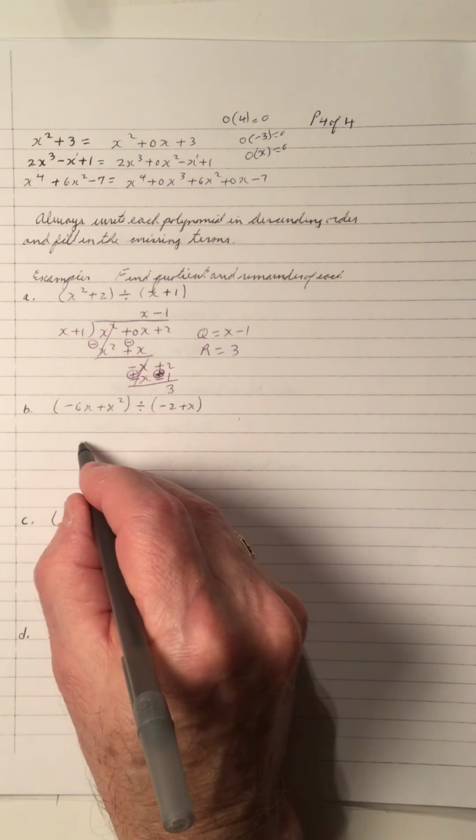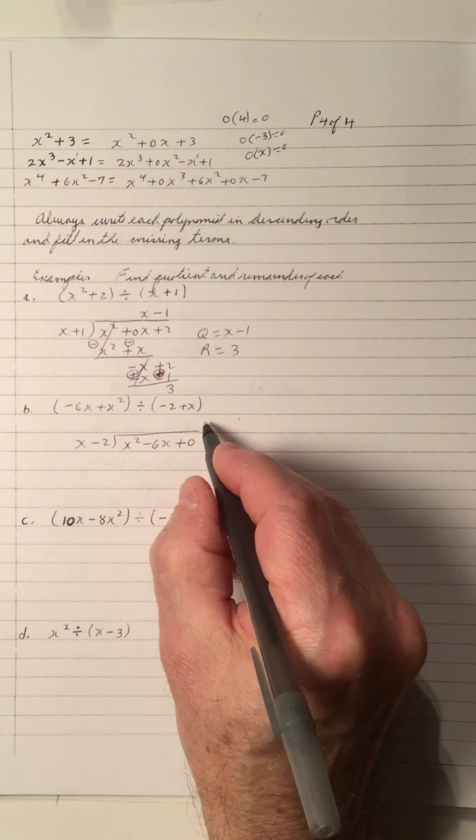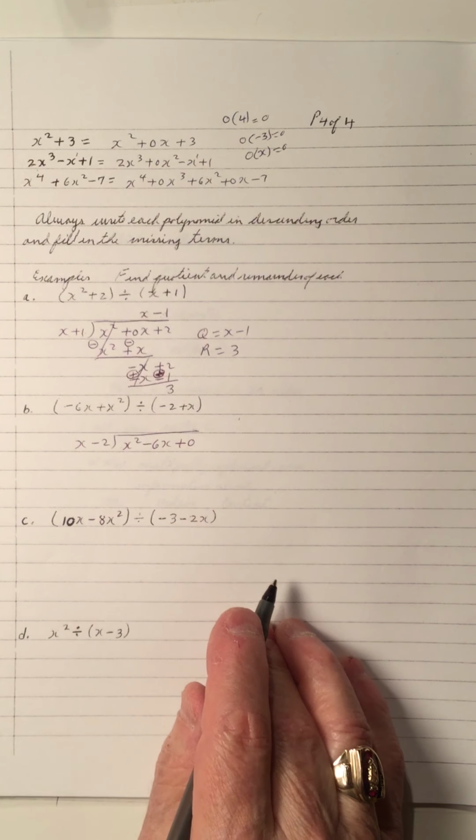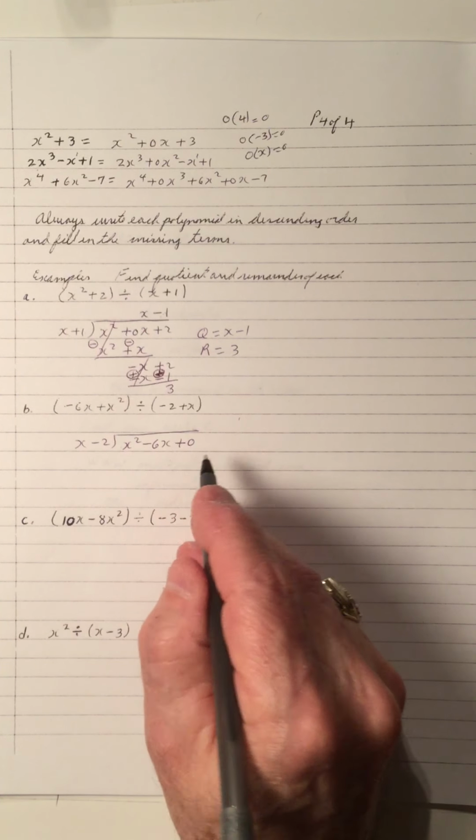B, I have descending order again. So we're going to write this one down, put the x first and the 2 second, descending order. When I write this one down, the x squared goes first, the negative 6 goes second, and the constant term is not there, so let's fill in a 0 for the constant term, just to be consistent. Write it down. Square x and a constant.